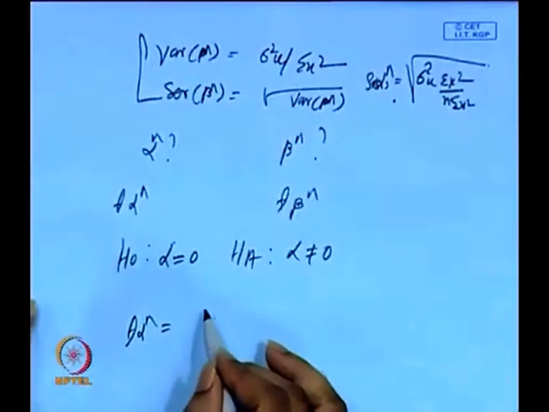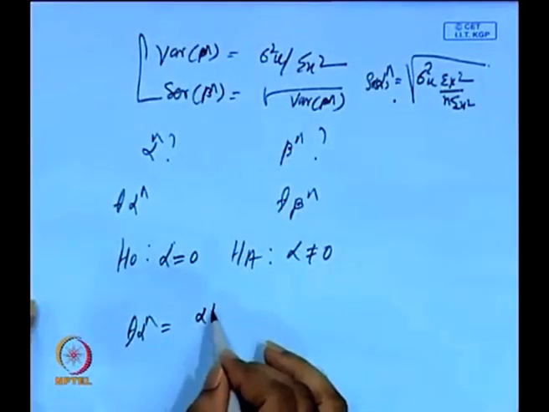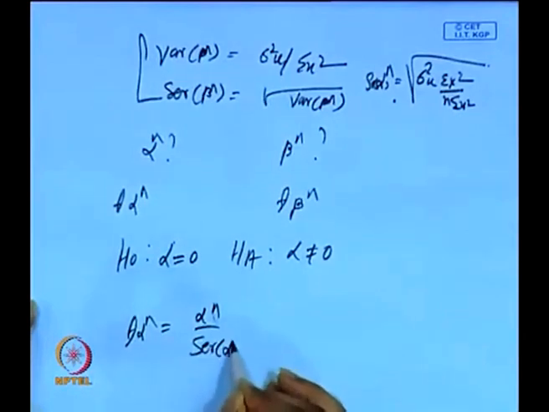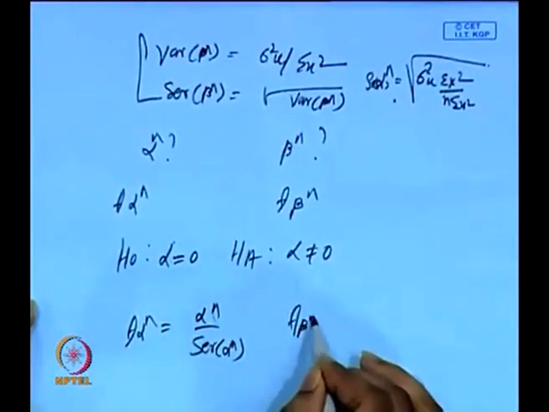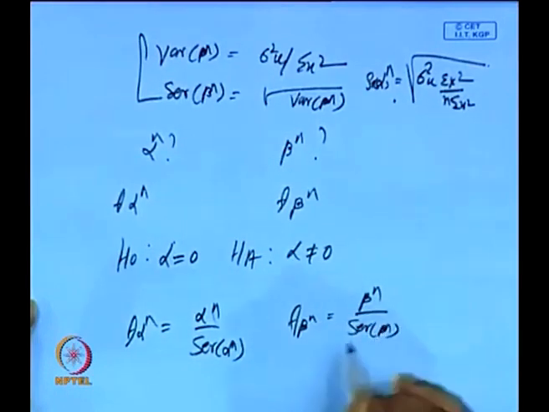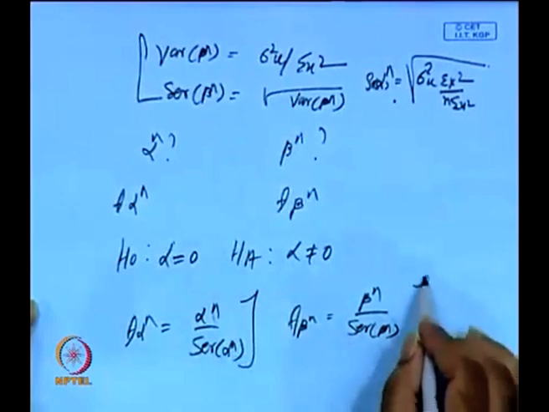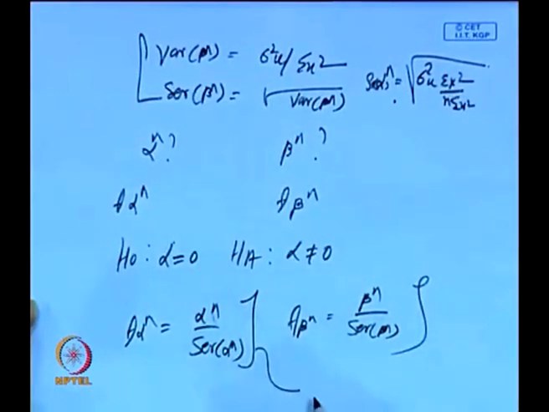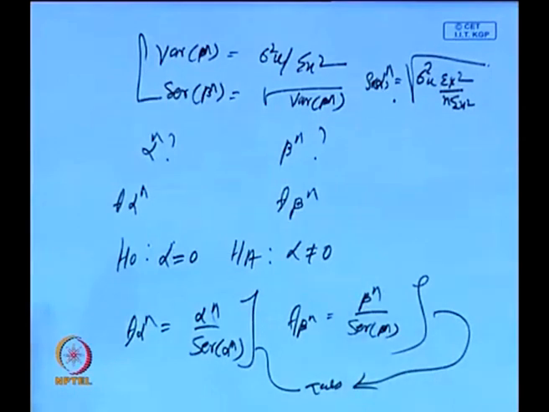So, t of alpha hat is nothing but alpha hat divided by the standard error of alpha hat, and t of beta hat is beta hat divided by the standard error of beta hat. This is the calculated statistic, and it has to be compared with the tabulated statistic. Then we get to know whether this particular item is statistically significant or not, and if it is significant, at what level.